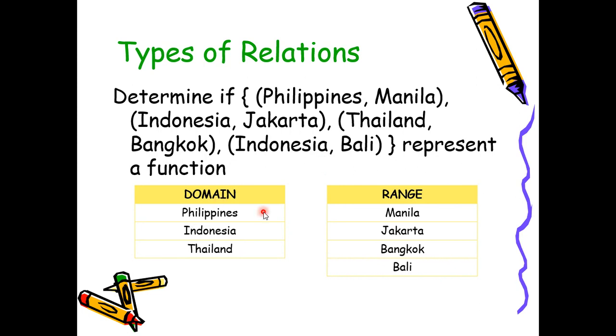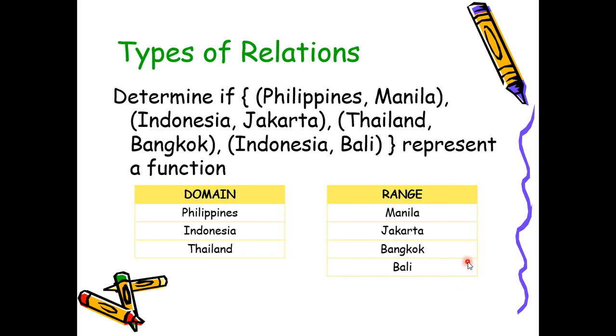Kagaya po kay Philippines, since wala naman siyang kapareho or hindi siya naulit, sinulat ko siya, Philippines. Si Indonesia, makikita ninyo, dalawang beses po siya naulit, pero hindi ko siya dalawang beses sinulat kay domain. Isang beses lang po siya isusulat. Kahit gaano pa kadami yung beses na naulit, isang beses lang po natin siyang isasulat. And then, after nun is the Thailand. Dito naman po sa range, ito po yung nasa kabilang side nila, which is the Manila, Jakarta, the Bangkok, and then the Bali. Since wala naman pong naulit sa kanila, lahat po sila makikita ninyo sa range.